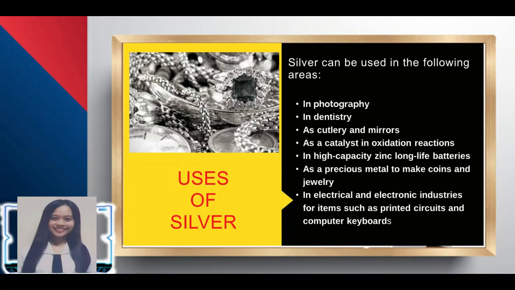Silver can be used in various areas such as in photography, in which photographic film strips contain silver, in dentistry as fillings, as cutlery like spoons and forks, and also in mirrors, and as a catalyst in oxidation reactions, because silver can increase the rate of a chemical reaction such as in the formation of formaldehyde. It can also be used in batteries, to make coins and jewelry, and since silver has the highest electrical conductivity of all metals, it is used in electrical and electronic industries such as in circuit boards. However, it is not widely used as it is very expensive.